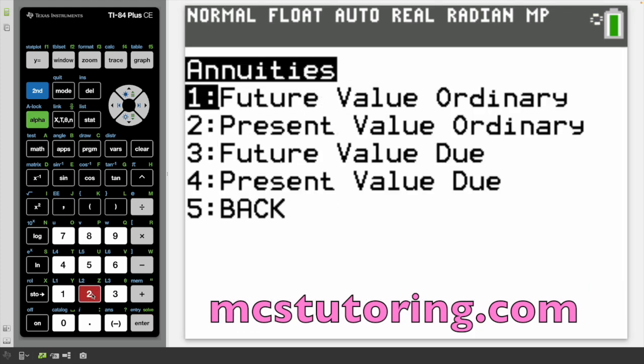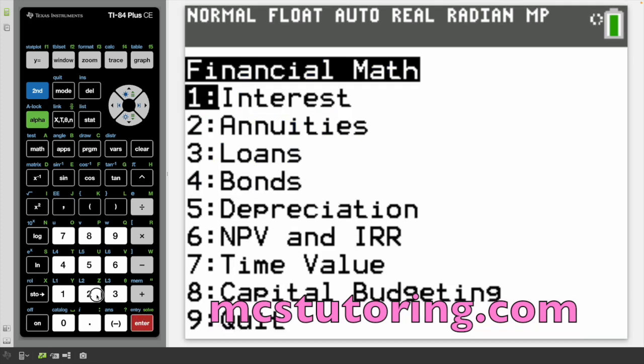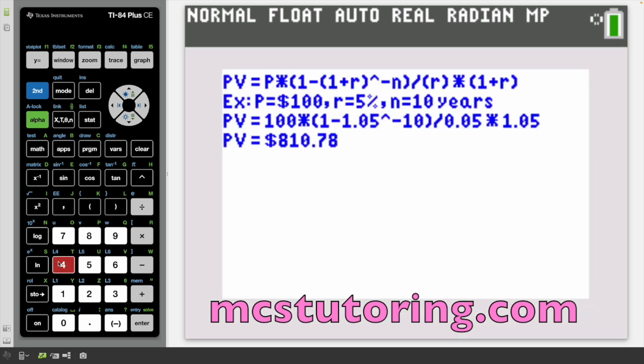Annuities again, and then future value due. Slightly different equation: P times (1 plus R to the N minus 1) divided by R, all that times 1 plus R. If we plug in the actual numbers, notice it's times that 1 plus R. That's to the side. It's not part of that denominator, dividing by R. And they get future value $1,320.78. Wow, interesting thing to know about annuities.